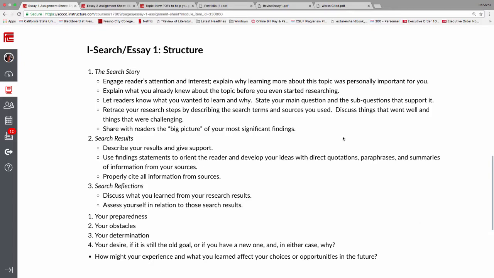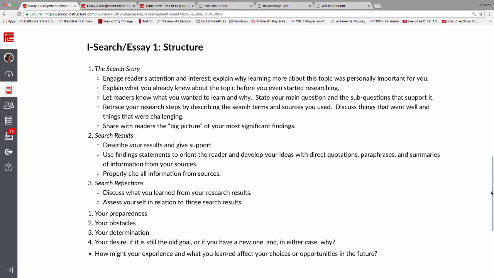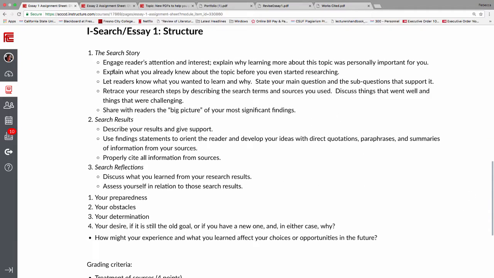really, do I have the structure that's demanded from the assignment? Do I have part 1, the search story? Do I speak well to each of these prompts here in this particular order? And is it possible to just sort of draw a line here and say, okay, the next one is search results? Or do you have your paragraphs mixed up with different pieces in different places? If that's a problem, then you need to go back and reconsider your essay structure.